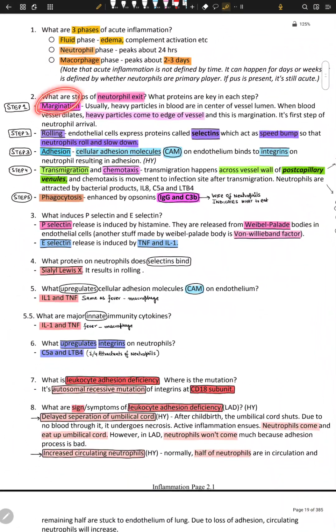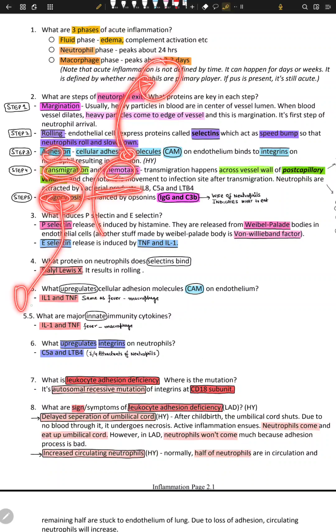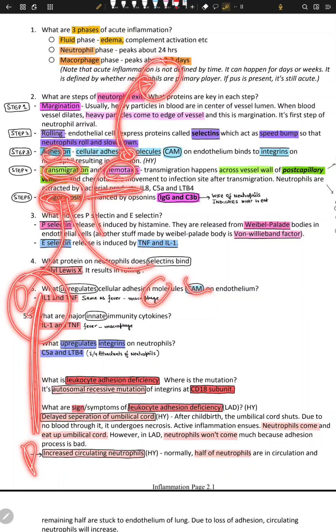What are the 5 steps? Migration, rolling, adhesion, transmigration, and phagocytosis. These are very simple. Migration is just going from the center to the periphery. Rolling is where, with the help of selectin, integrins, CAMs, and something called Lewis X, they get stopped. Adhesion, we know. Transmigration is just jumping across the vessel wall. Then from the extracellular space they go to the cell, which we call chemotaxis.